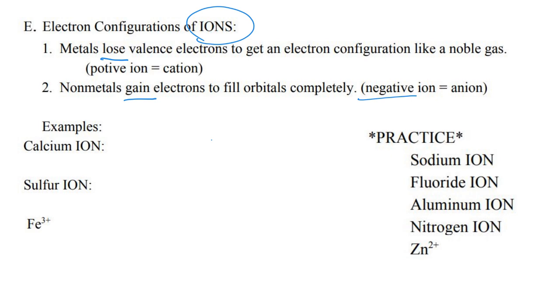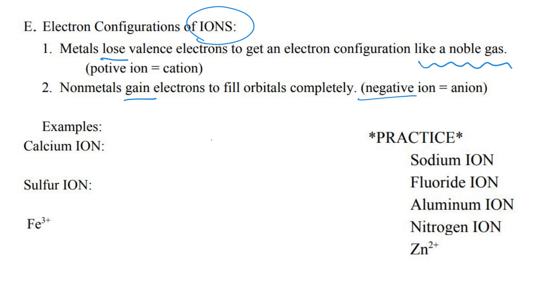So basically, our metals and nonmetals are gaining or losing electrons so that their electron configurations can be like those of a noble gas. By the way, don't ever say that they turn into a noble gas, because they don't. Their number of protons still determines what the element is, but they have similar electron configurations because they've gained or lost electrons. So let's talk about calcium.